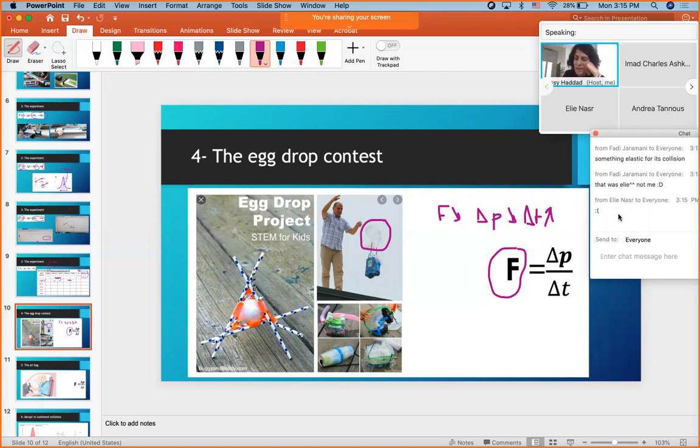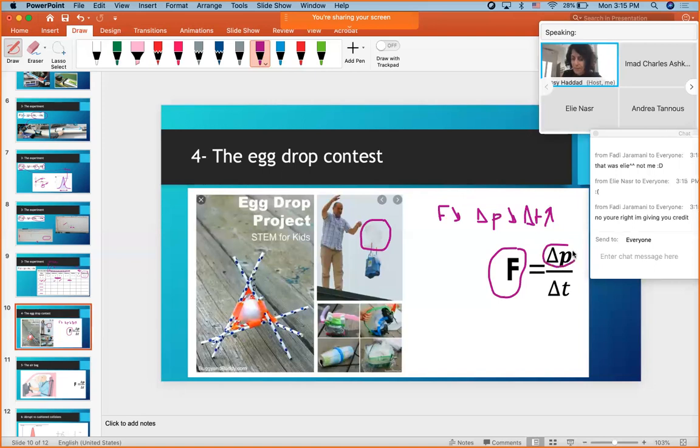All right, anyway, the funny thing about this experiment or competition is how creative students can go. So basically, they can make sure, by the way, to decrease delta P and to increase delta T, this or that or both. And you can see that, by the way, this was done at LAU like 5 years ago.